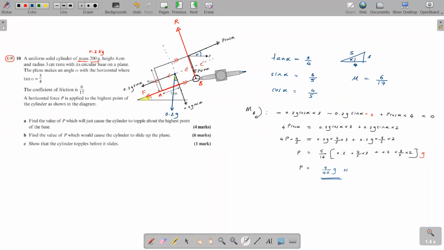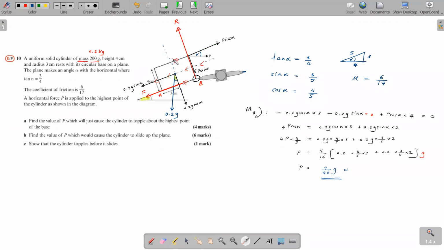All right, guys. So we'll move on to part B. Find the value of P which would cause the cylinder to slide up the plane. So now they're talking about sliding. So guys, when you're talking about sliding up the plane, we can work with this force diagram, right? Normal reaction is always anyway acting perpendicular to the plane in the upward direction.